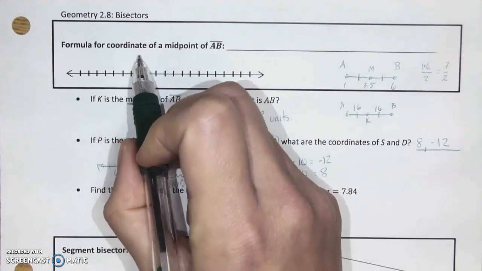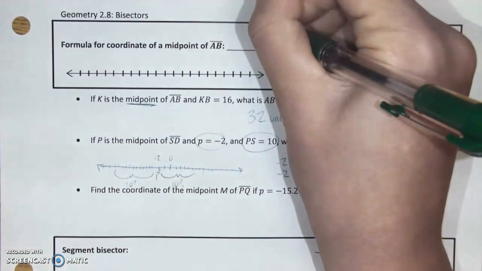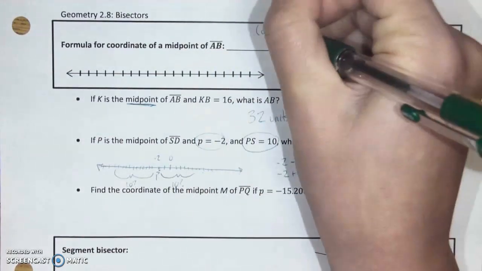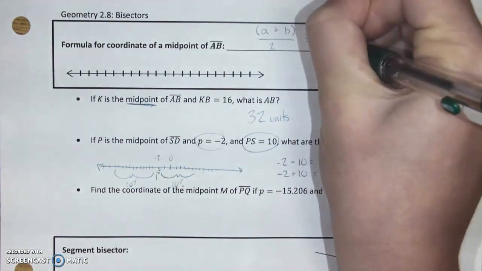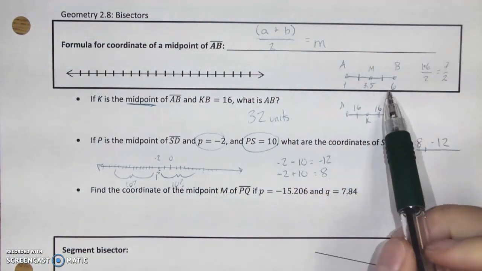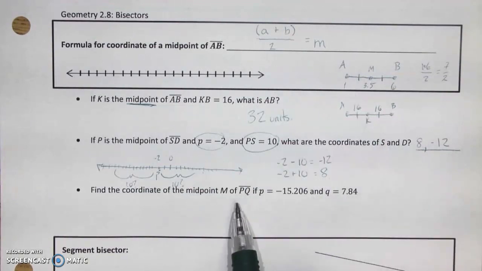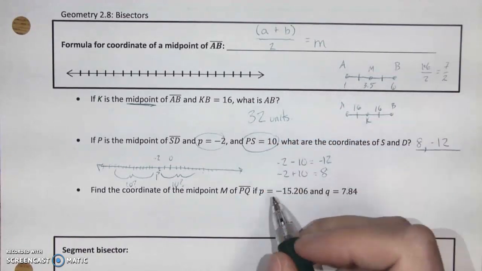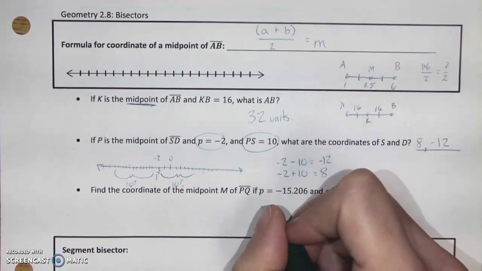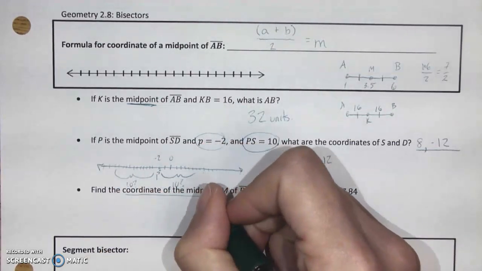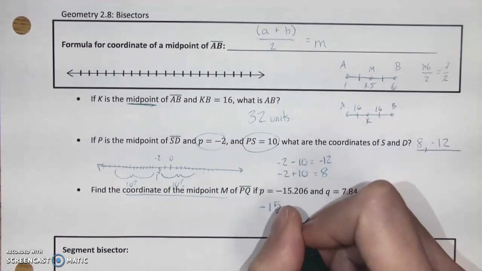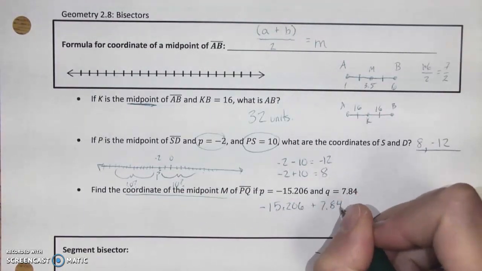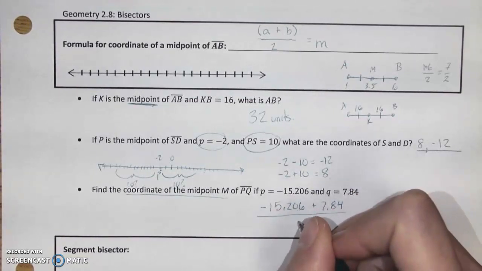And that ends up being our formula for the coordinate of a midpoint. You are going to take your ends, A plus B, and divide them by 2, and that will result in your new coordinate. Now, of course, with numbers like 1 and 6, we can easily find that on a number line, but if you have coordinates like this, it might take a little bit of work. So P and Q are endpoints. Put them into your formula since you're looking for the coordinate of a midpoint to get -15.206 plus our Q, 7.84, and divide that by 2.